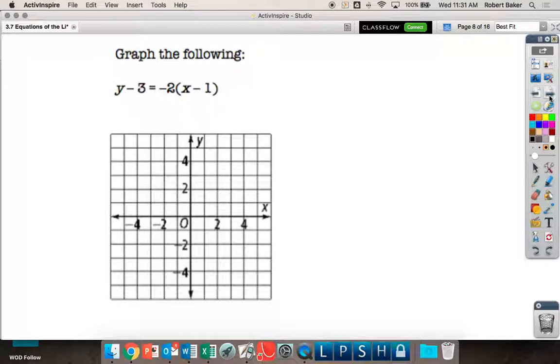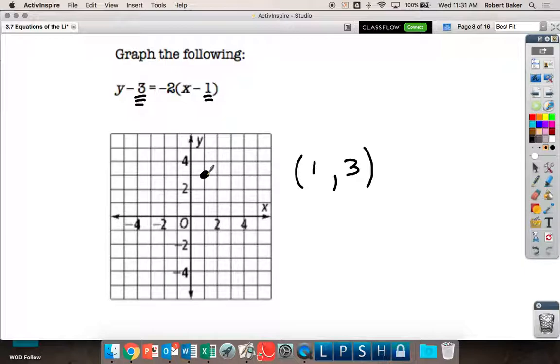What is the y coordinate? Positive 3. The equation is y minus y1, so I'm subtracting a positive 3 because the negative is contained in the formula. So my y value is 3. My x value is 1. Over 1, up 3.